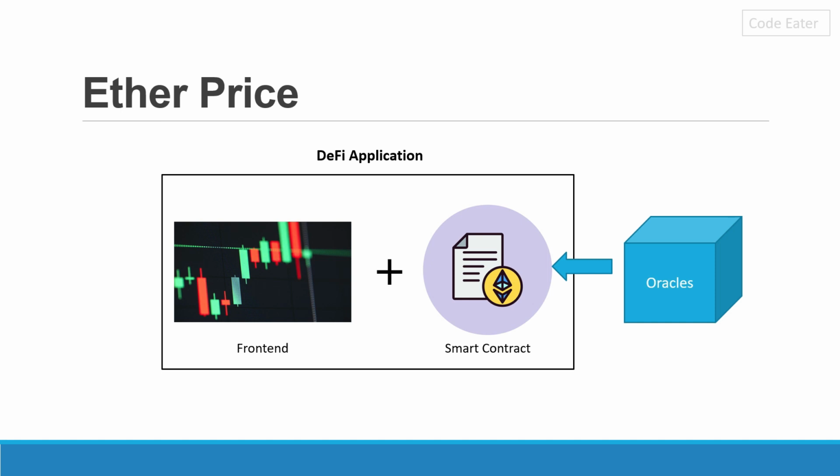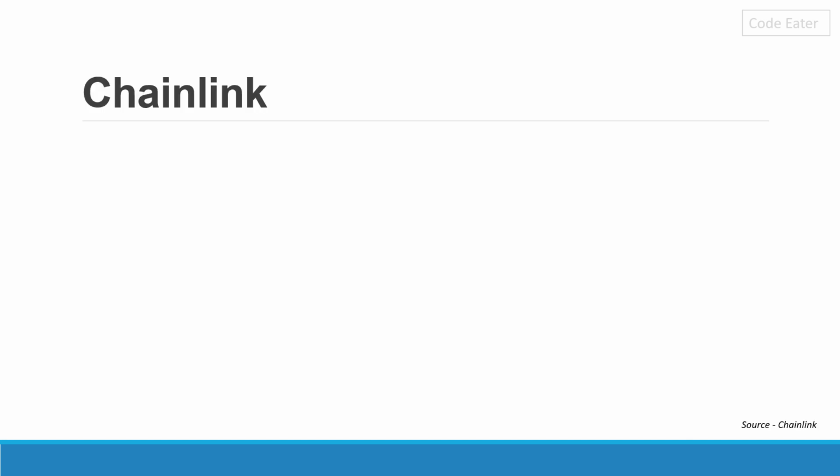Now, as I told you in the previous picture, how you can use an oracle to fetch the price for the smart contract. For the project part, we are going to use Chainlink as an oracle to fetch this Ethereum price. Now, what is this Chainlink?